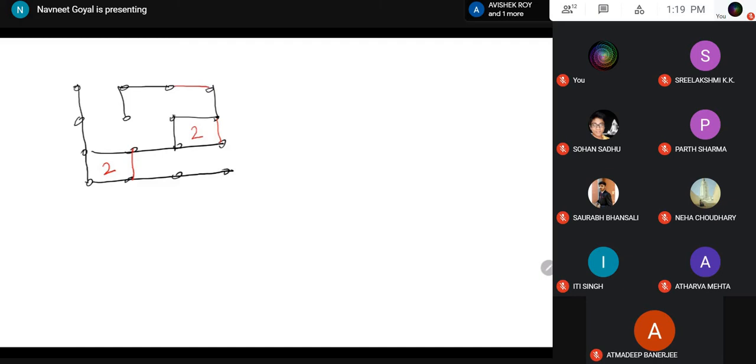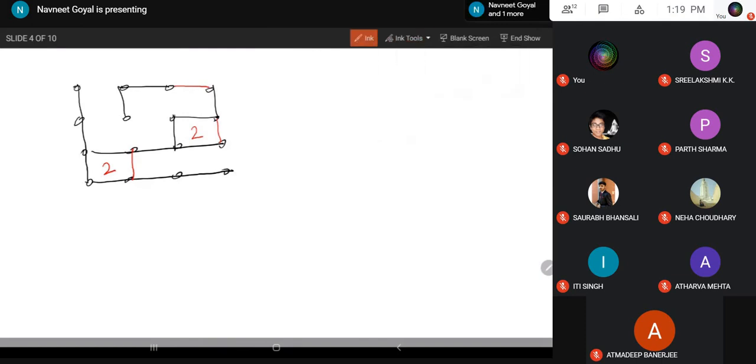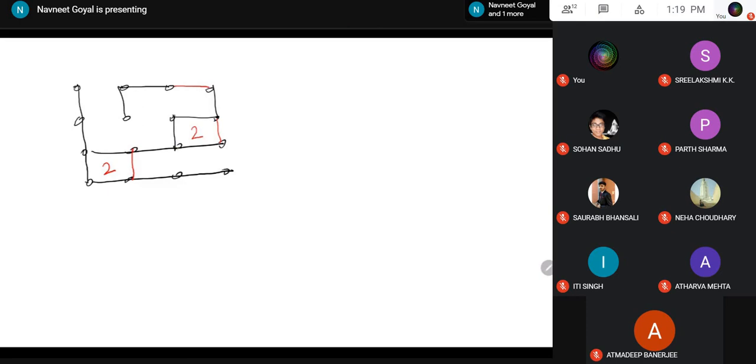He marks this, right? Okay. Then what? Then player 2 comes. Player 2 is green. So he comes and does what? He marks this and marks this. Now what?